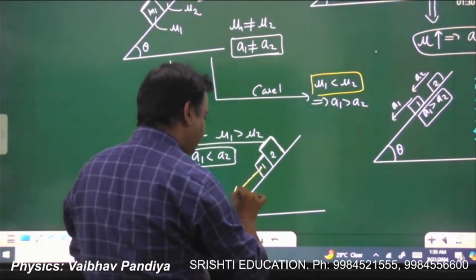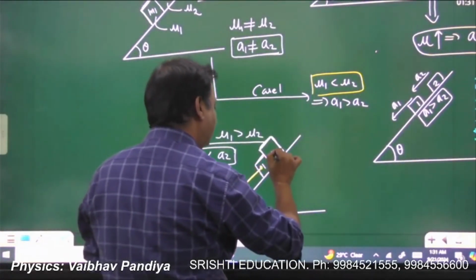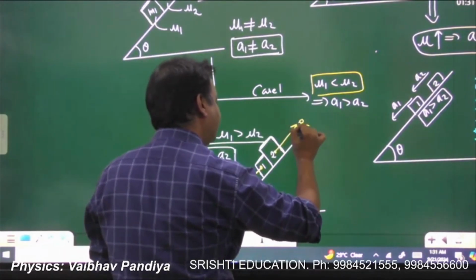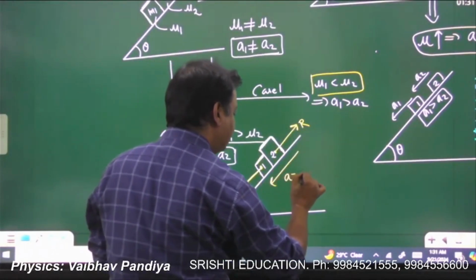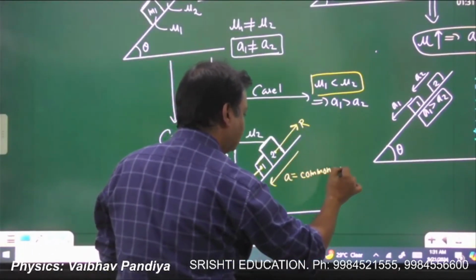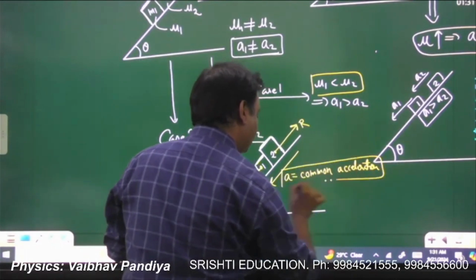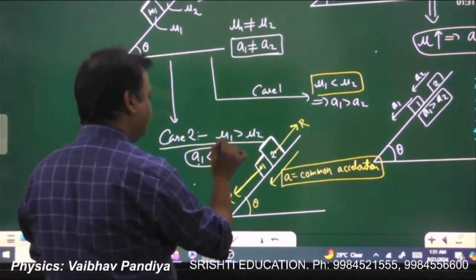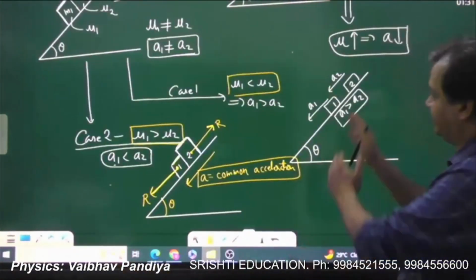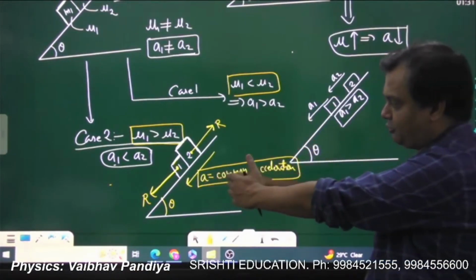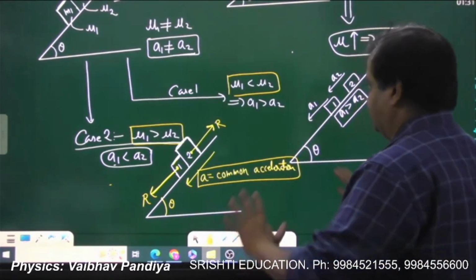with a pressing or interaction force, say R, and by Newton's third law, block 1 will press block 2 with an equal and opposite force R, and they will be in contact, and they will come down with some common acceleration, say A, at angle theta, when mu1 is greater than mu2. So these are the two cases. Whether they will come down with different accelerations or with the same common acceleration will depend on the relative values of the coefficients of friction. That is the background.